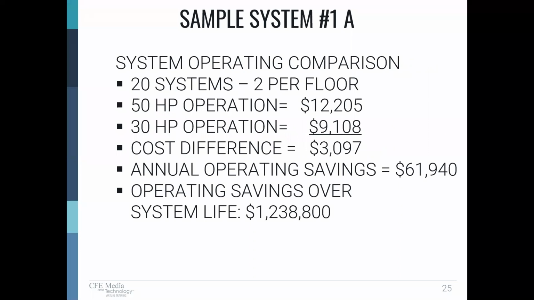If we look at the system operating comparison for the 30 horsepower system, we still have the 20 systems. The 50 horsepower operation is still $12,205. We bring our $9,108 per year operating cost for the 30 horsepower system. So now our savings is only $3,097 per system, or an annual savings for the 20 systems of $61,940. However, over the life of the system, we still save $1,238,800.